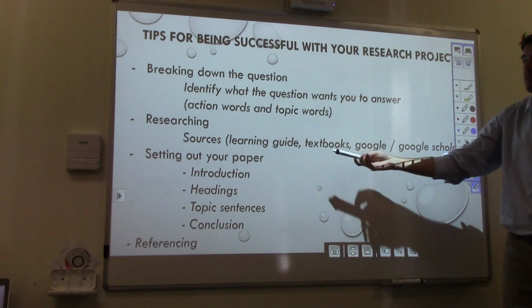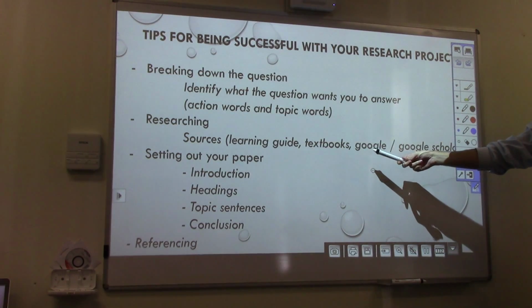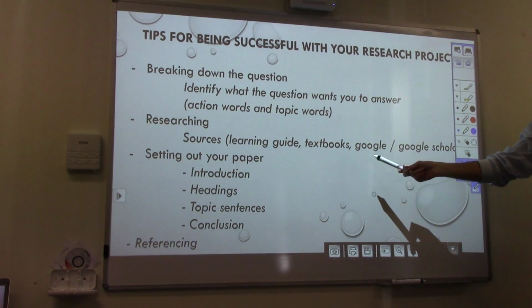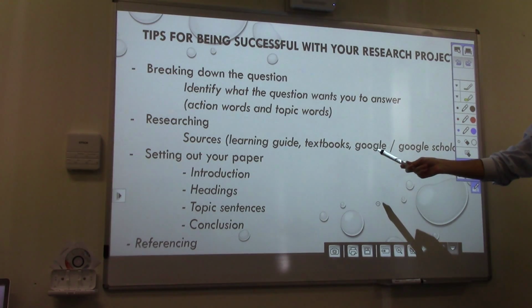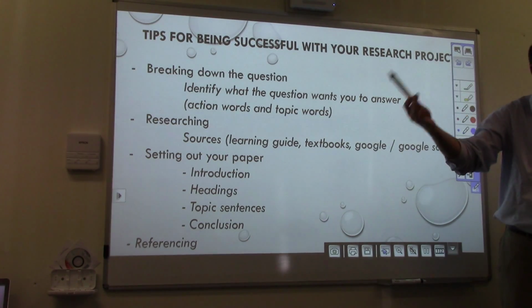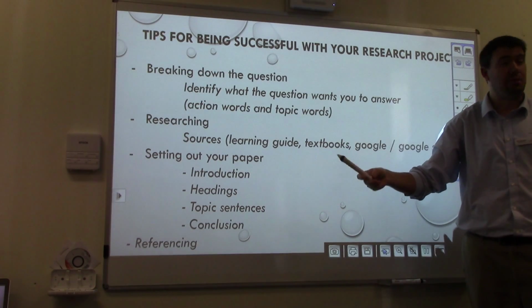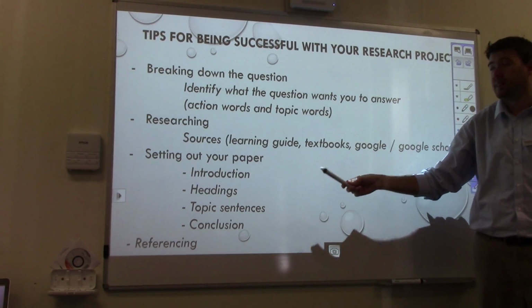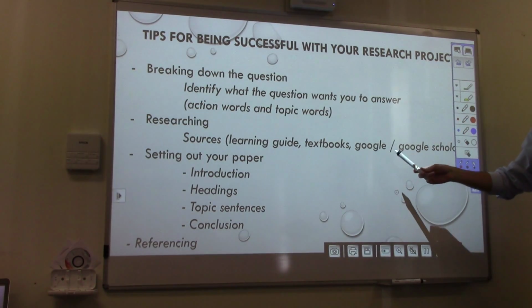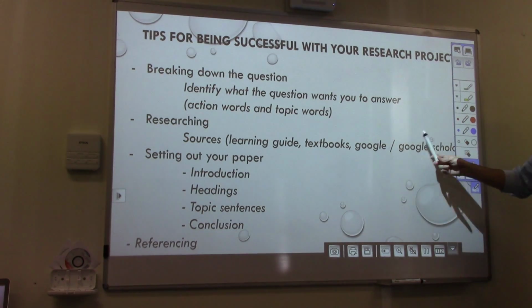We'll talk about researching, and what sources you should use for your research. I will go over this again, but my general advice would be start with your learner guide, go to your textbooks, then go online, and we'll talk about Google Scholar.